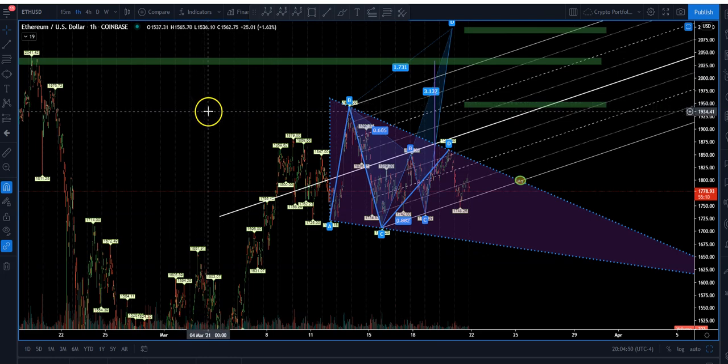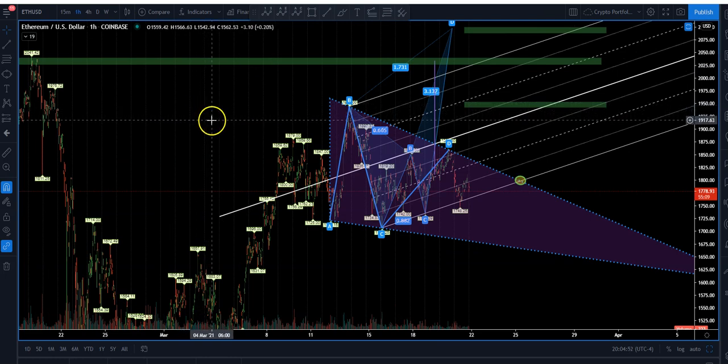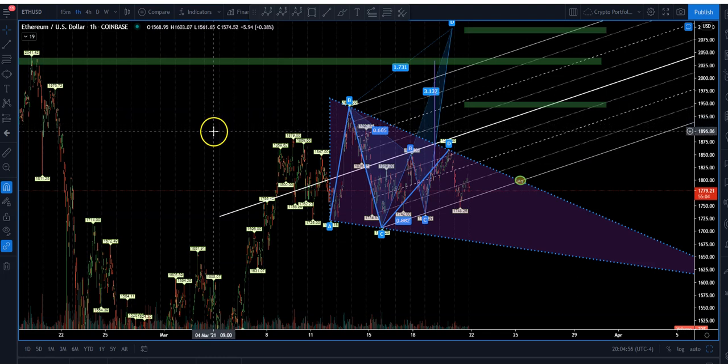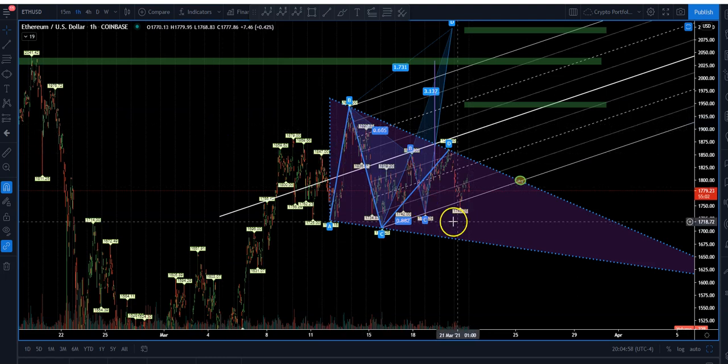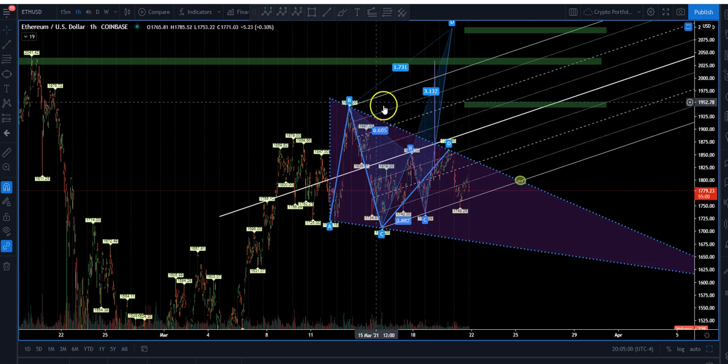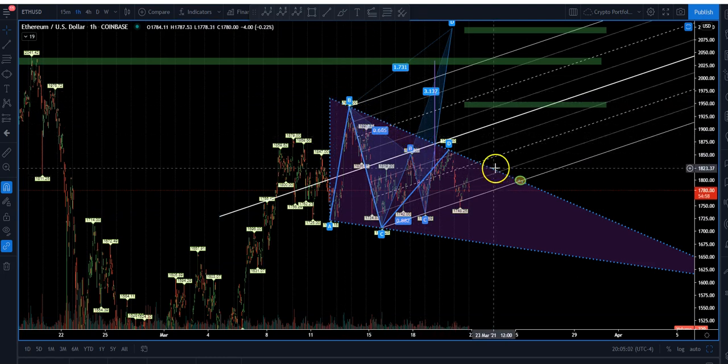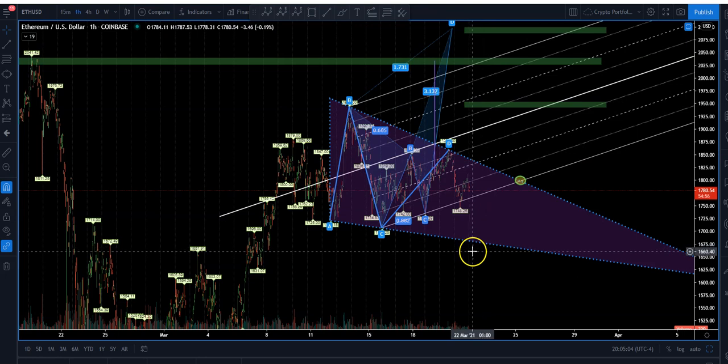So that's it with Ethereum. Again, a couple people are commenting that I'm saying it could go up and it could go down, and that's how it is. It's price action. You look at the price action, you put stuff on here, and you kind of come up with a plan. If it breaks up, this is what I'm going to do. If it breaks down, that's what I'm going to do.